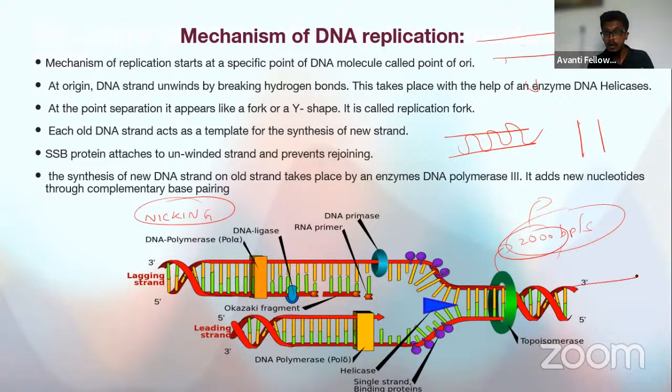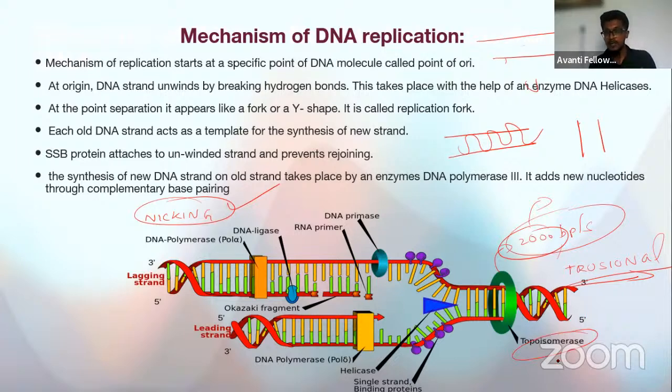Now, at the down end of the DNA strand, you can see that there is a kind of stress that develops. This stress is called torsional stress. The torsional stress will lead to nicking of DNA, that means breaking of the parental strands in the further end. So for that, a topoisomerase will come.